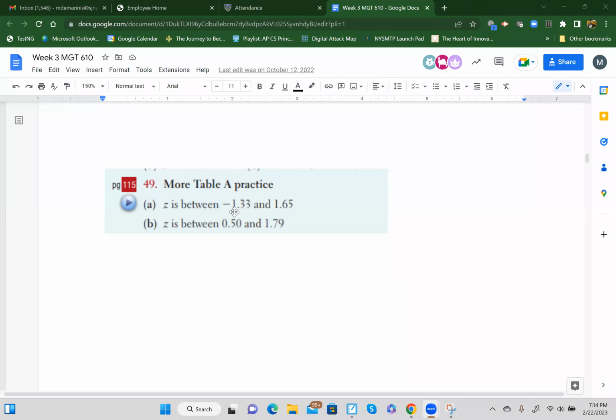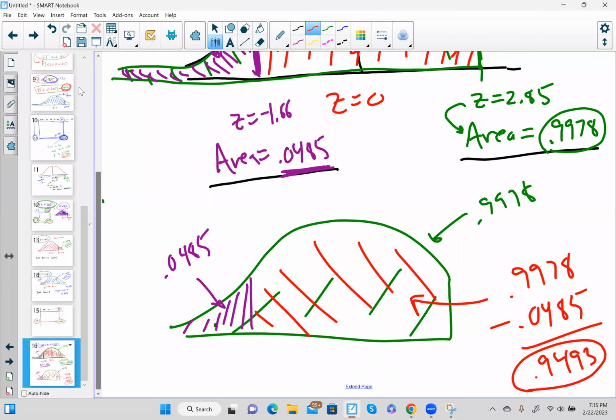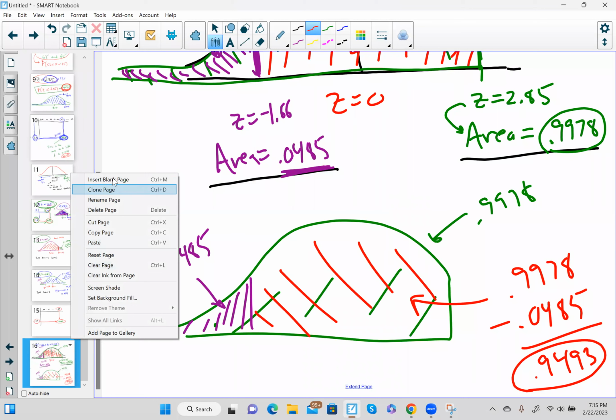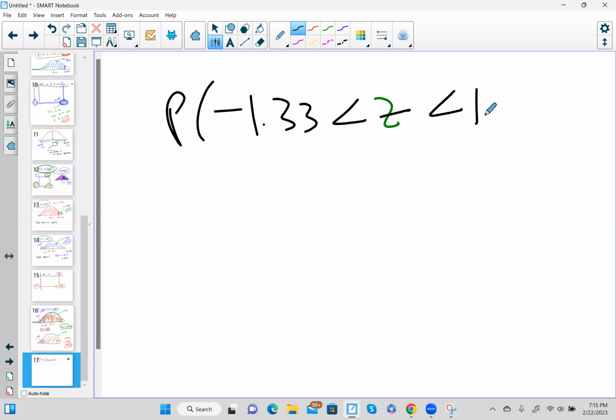Okay, let's take a look at this problem. The first one is Z from negative 1.33 to positive 1.65. So let's try that. Let me get a new screen. We can say P of negative 1.33 is less than Z is less than 1.65.